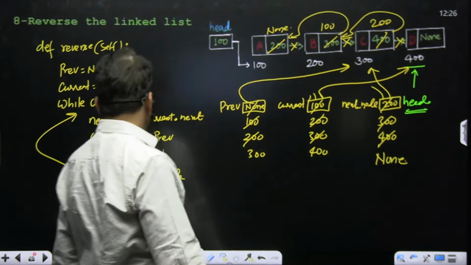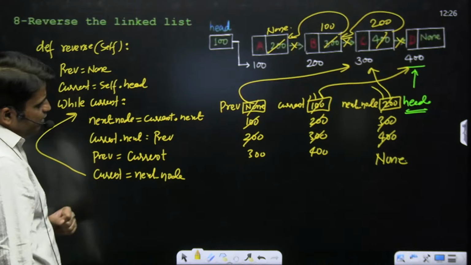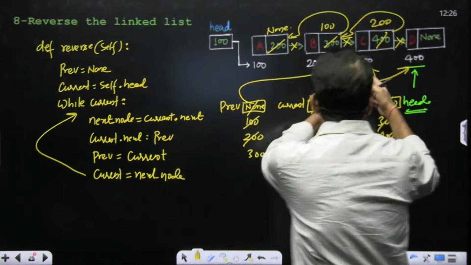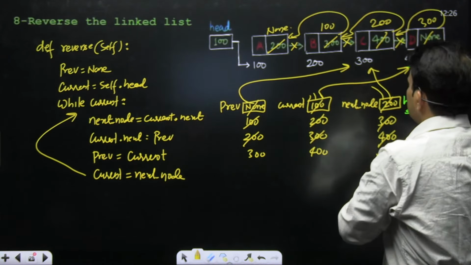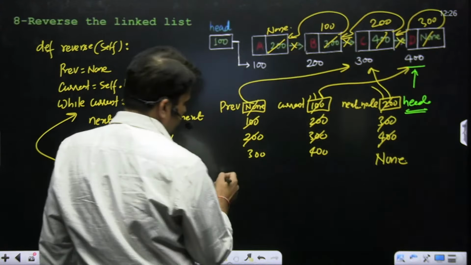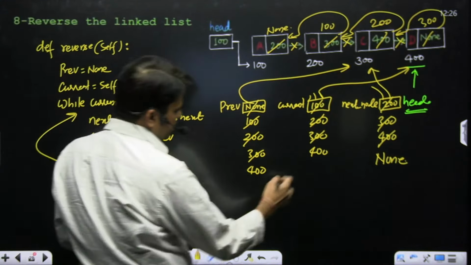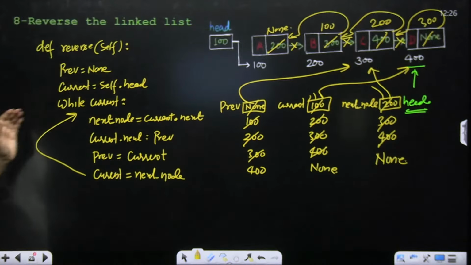Okay, fine. Now current dot next equals previous. So current is what, sir? 400. Next is previous. Previous is what, sir? 300. So here 300, so this one is pointing to this one. All right. And previous equals current. What is current, sir? Current is 400. And current equals current connects. Current connects equals what, sir? None. After this, you again go to this while loop.